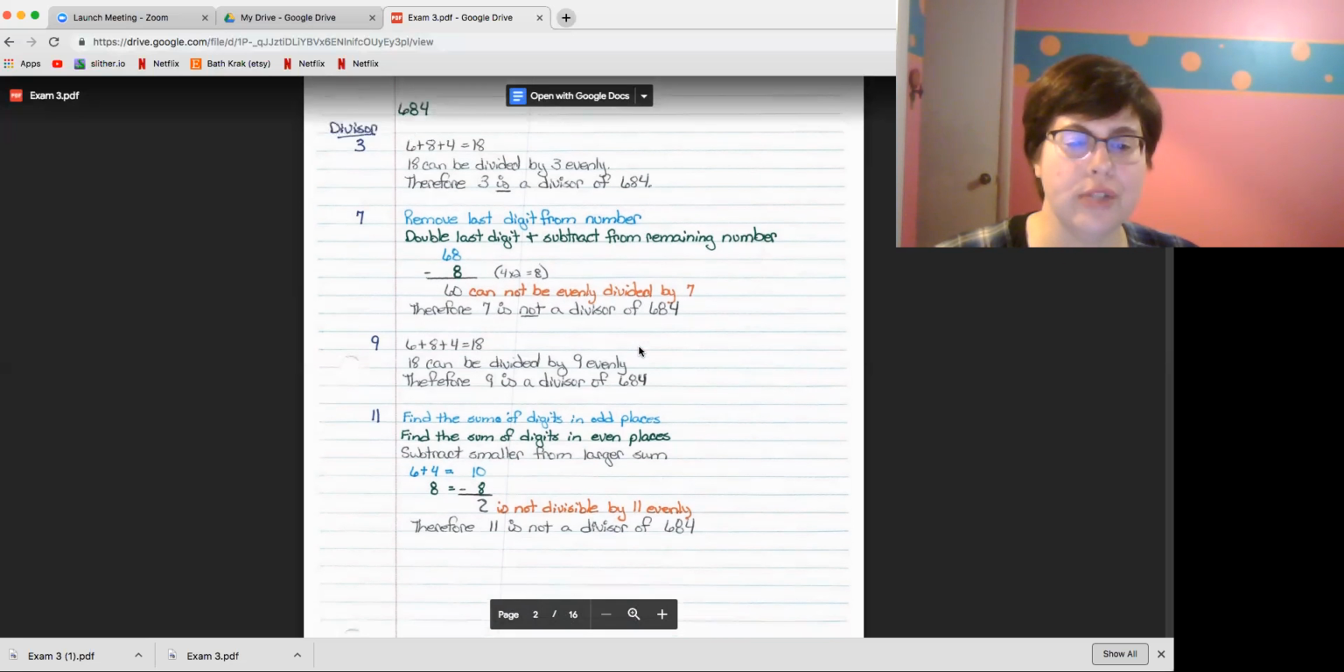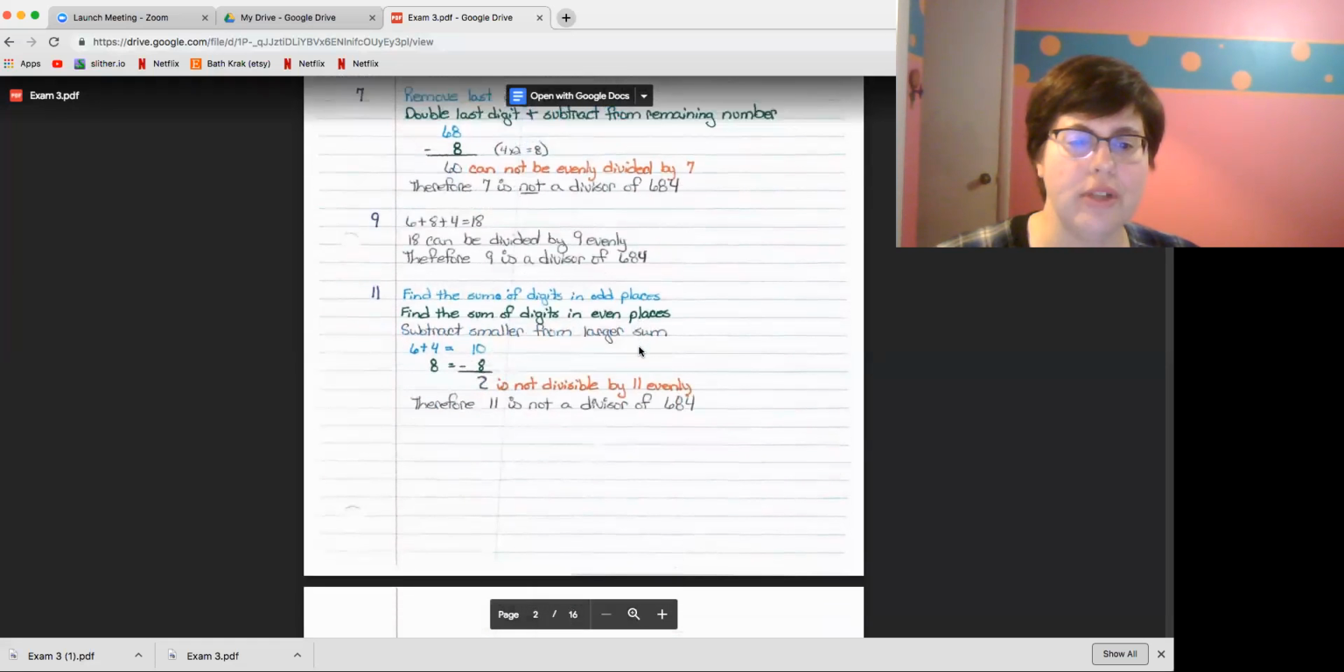When we go to look at the divisibility rule of 9, 6 plus 8 plus 4 is equal to 18. 18 can be divided by 9 evenly because 18 divided by 9 is equal to 2. Therefore, 9 is a divisor of 684.